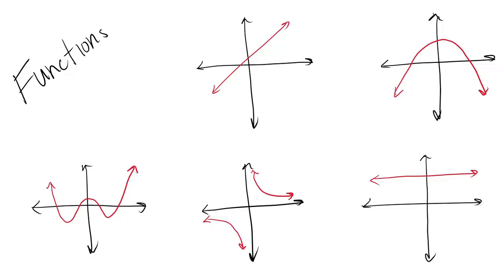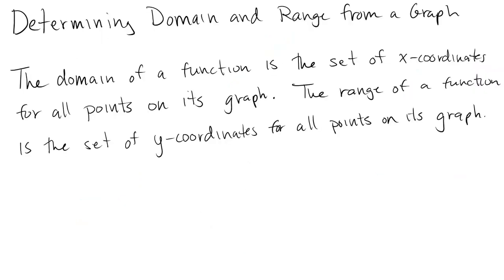If we have the graph of a function, then determining its domain and range isn't that difficult. The domain of a function is the set of x coordinates for all points on its graph. The range of a function is the set of y coordinates for all points on its graph. So the domain corresponds to the x coordinates and the range corresponds to the y coordinates. If you have the graph of the function in front of you, then you can determine those things just by sight.